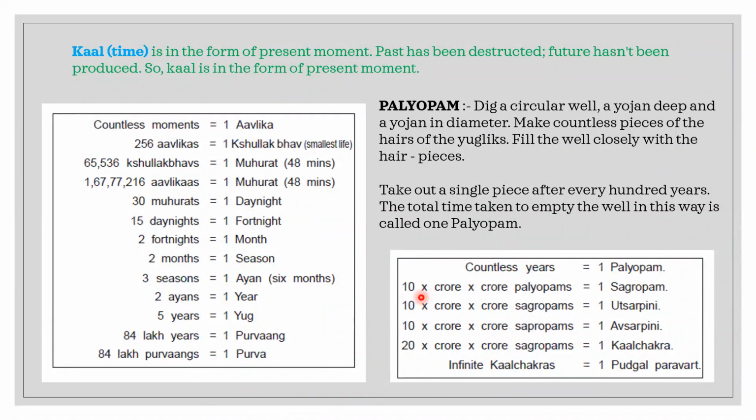There are different types of Pudgal Paravart Kal: Dravya, Kshetra, Kal, Bhav. So we can talk about it in our next classes. But the largest measurement of time is known as one Pudgal Paravart Kal.